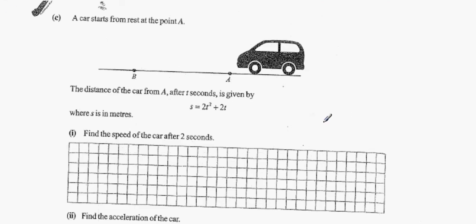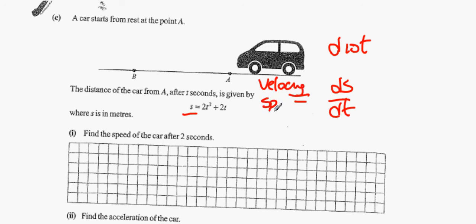Next part, the differentiation. What you have to remember with differentiation is, if the first equation given to you is a distance equation, that means the first derivative will equal velocity or speed, and the second derivative equals acceleration.